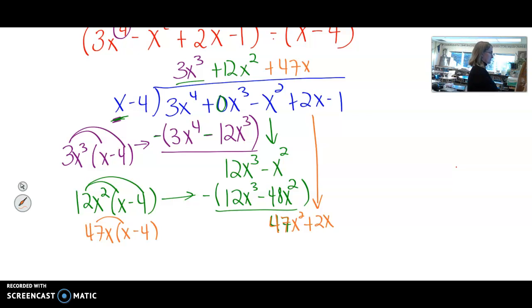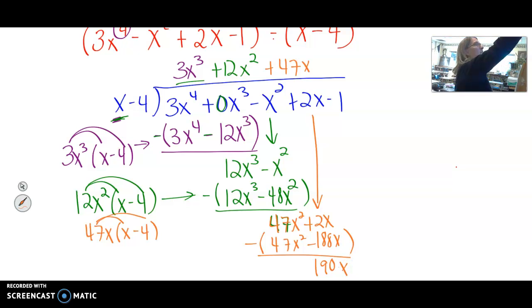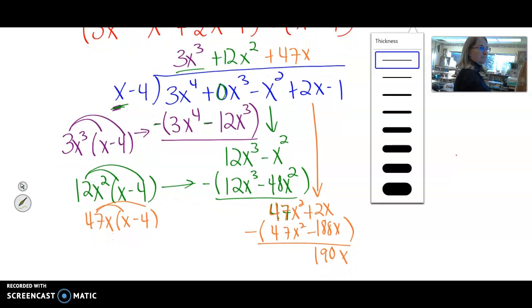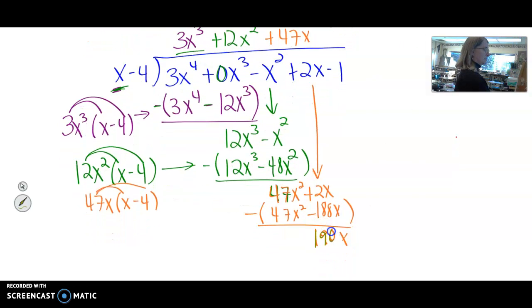So we have 47x times x is 47x squared, and then 47 times a negative 4, I'm going to grab my calculator. 47 times negative 4 is negative 188x. And then we're going to subtract: 2x minus a negative becomes plus. So 2 plus 188, we're going to get 190x. I have one more term to bring down. So we have to bring down that minus 1.